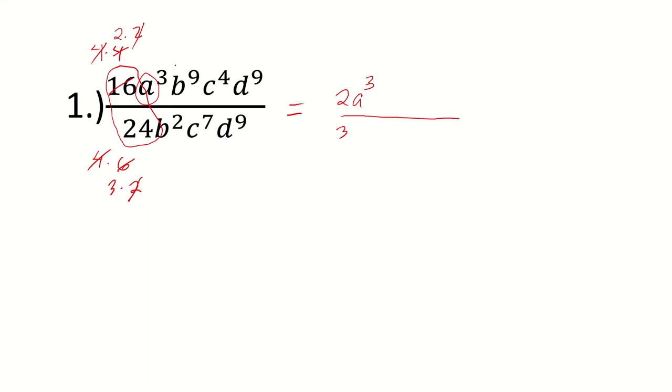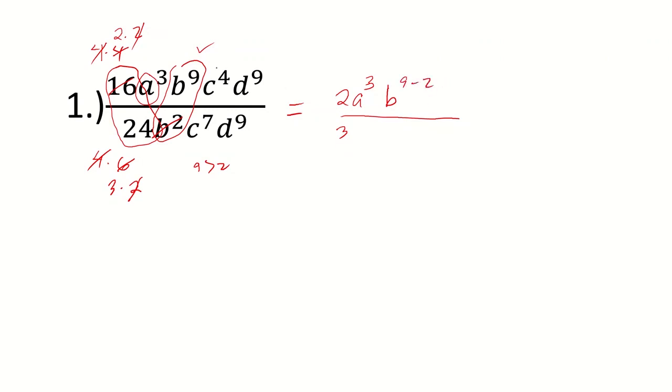Then, proceed tayo sa ating B. Ito, B to the power of 9 divided by B squared. Pero mas malaki si 9. Okay, 9 is greater than 2. So case 1 ito. Lalagyan natin si B sa numerator. Maka-cancel out lahat ng nasa baba. So B squared, so 9 minus 2.